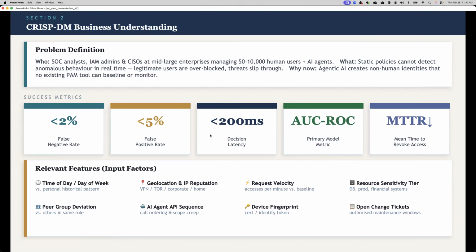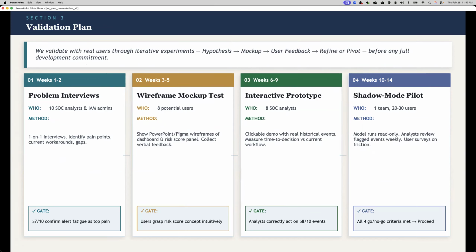There could be many factors here, but I'm keeping it to these you see on the screen. And we can change it, we can adapt it during our testing phase. We can see if these are making sense or not. If not, we will change it or make adjustments to this. So let's quickly talk about the validation plan.